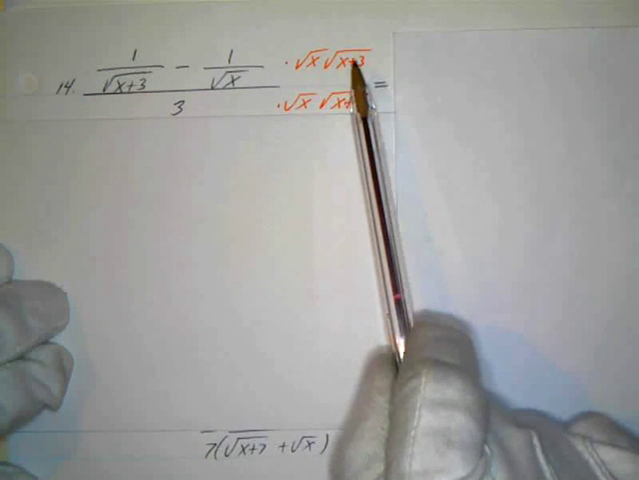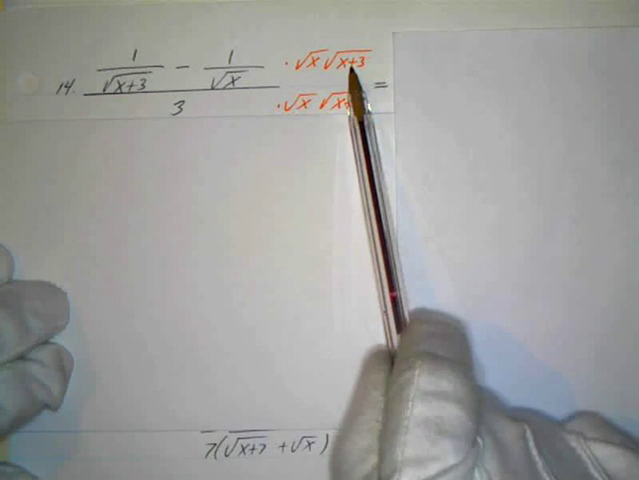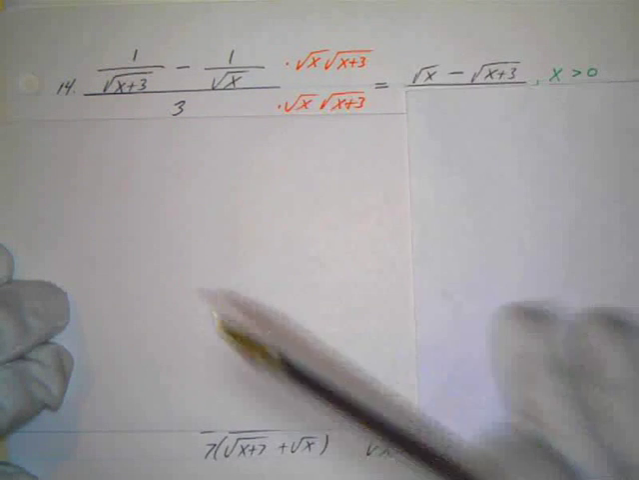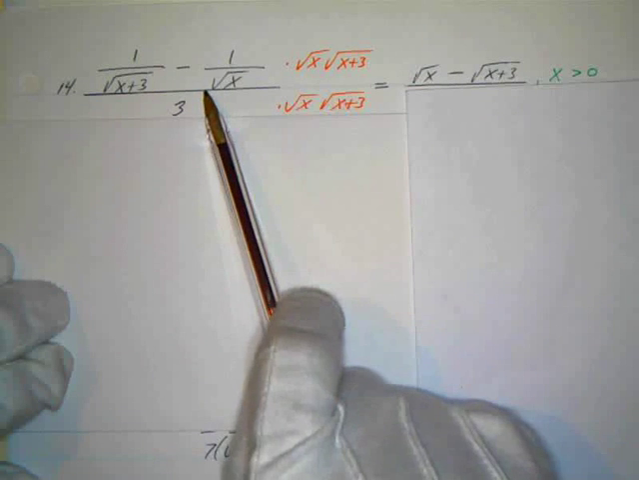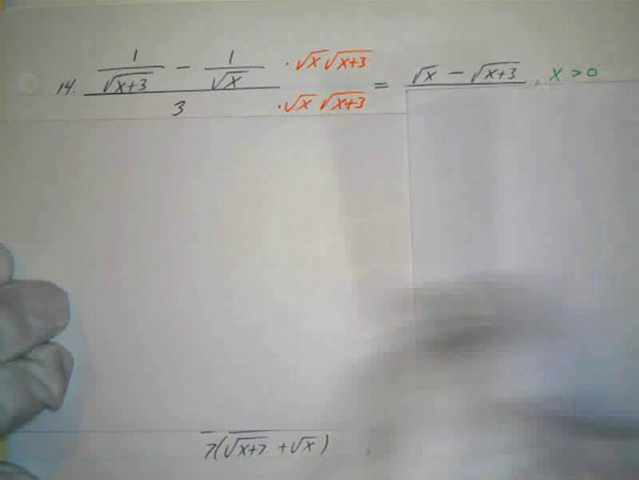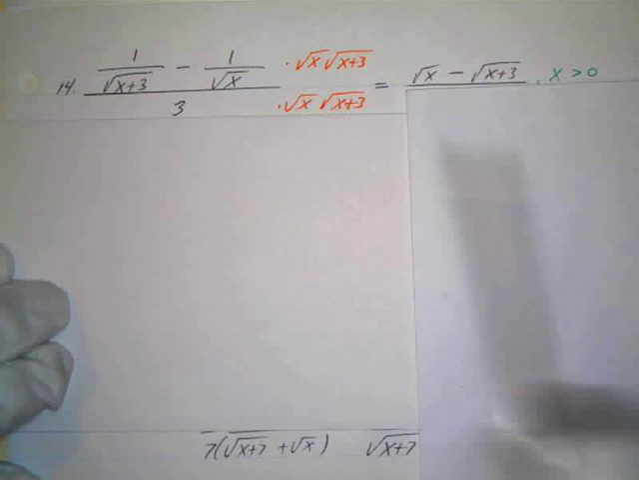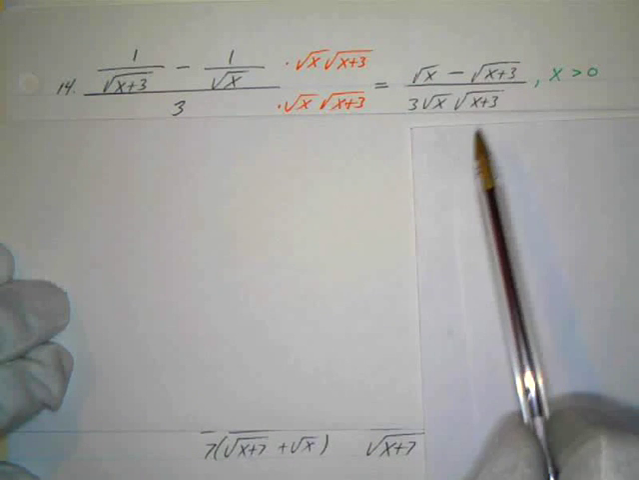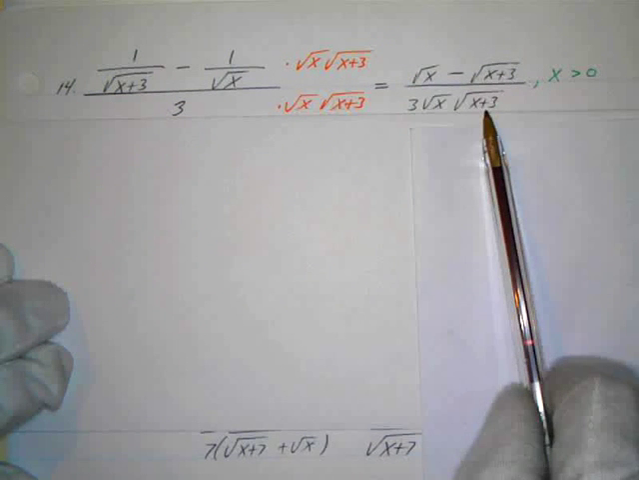So I'm going to multiply the top and the bottom by the square root of x times the square root of x plus 3. In the first term, these square root of x plus 3's cancel, so I've got the square root of x. And in the second term, square roots of x cancel, I've got the square root of x plus 3. And in the bottom, I just have 3 times the square root of x and the square root of x plus 3.